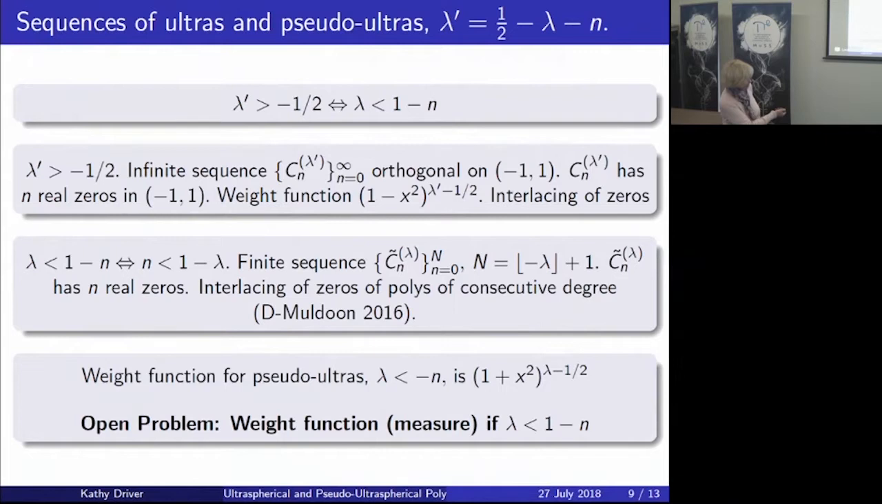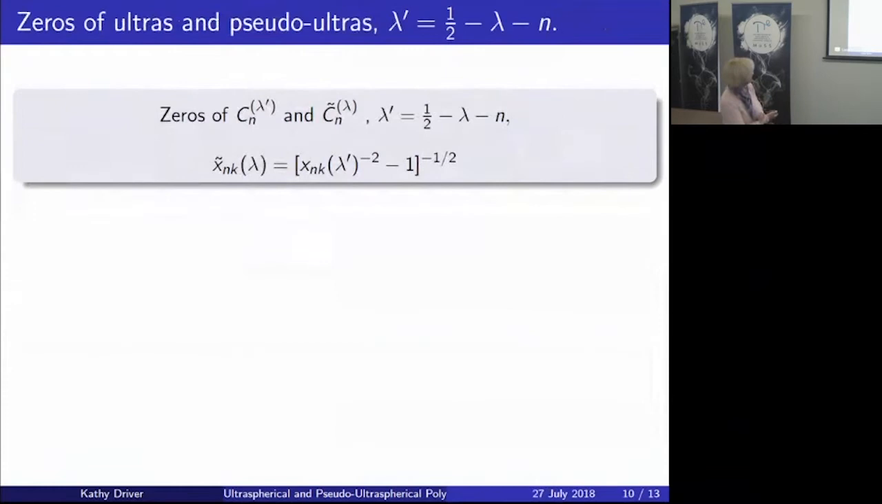But we've got orthogonality and everything zeros, is it for lambda less than 1 minus n? It's an open problem what the weight function looks like. Nobody seems to have any good ideas. What is the weight function? We know we've got orthogonality, but we don't have any idea what the weight function looks like if lambda lies between minus n and 1 minus n. So that's an open problem that we have here.